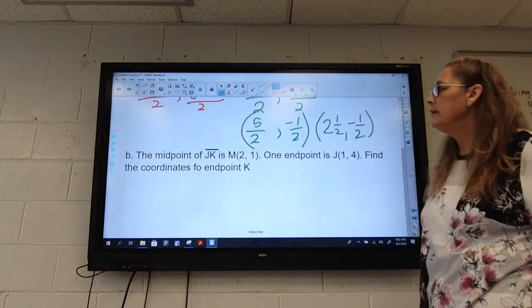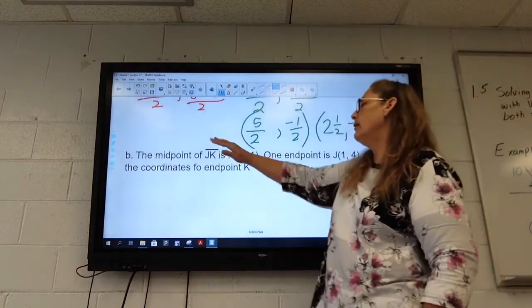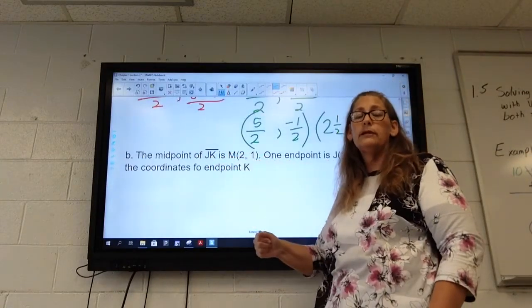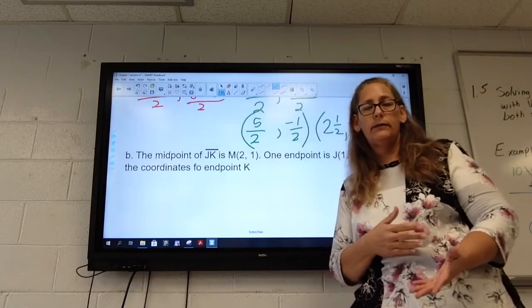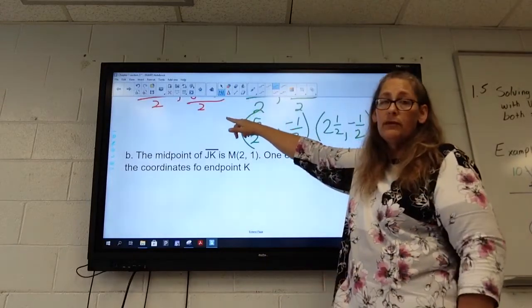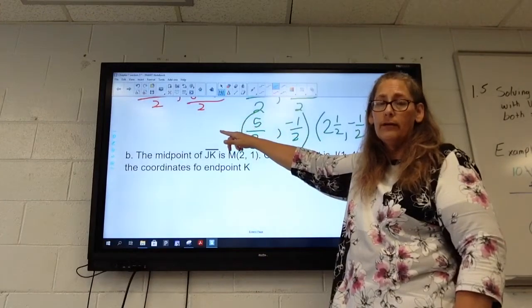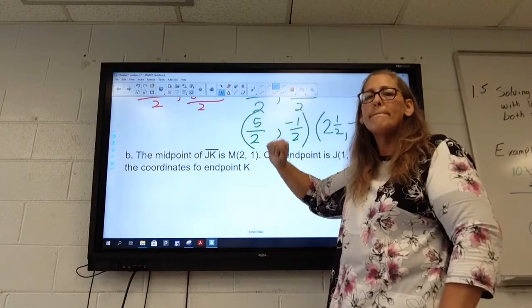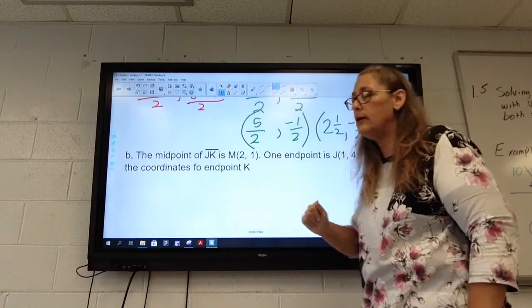All right, we're saying the midpoint of JK is here. They're telling you where the midpoint is. Now we want to find an endpoint. You can use the formula that we just did, but it is long. I'm going to show you a different way to do it. If you go Google it, they're going to show you the way I'm not, okay?